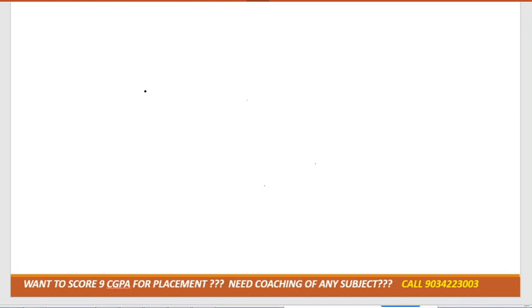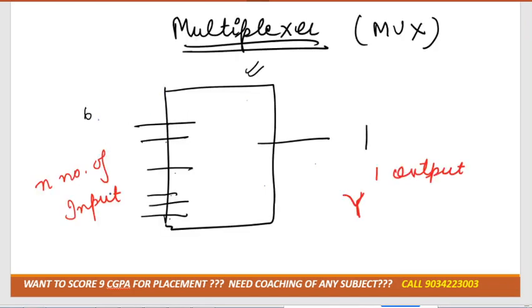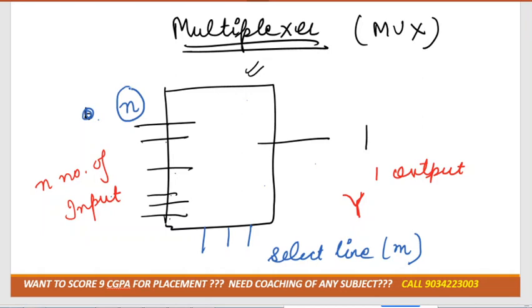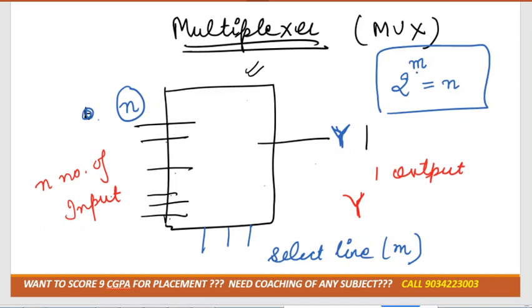Now the question is how many select lines there should be for a given number of inputs. The select line is always denoted by m. The number of inputs is always denoted by n technically, and the output is represented by Y. We have one formula: 2 raised to the power m is equal to n, where m is the number of select lines and n is the number of inputs.